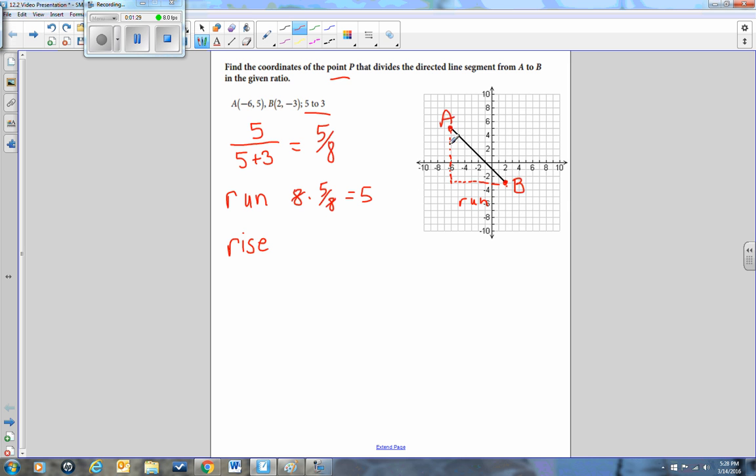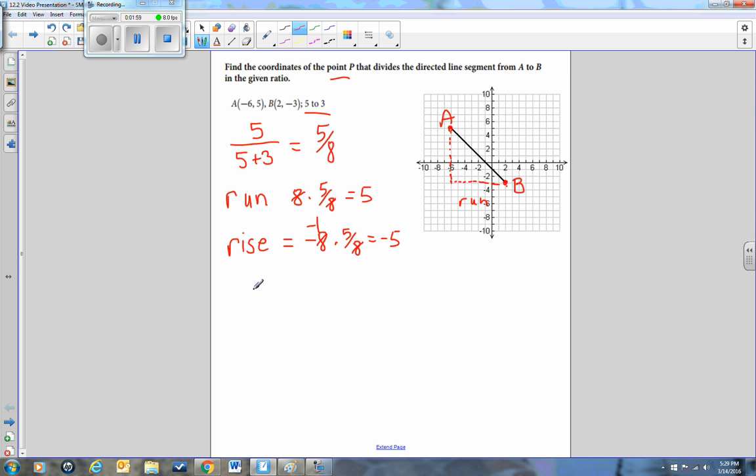The rise, how far do you rise? This is a movement down and over to the right, so if it's going down, we have to write our answer for the rise as negative. Right here it's at 5, and we're dropping down to -3. That's a movement of 8 spaces, and we want to go 5/8 that distance. These will cancel, we get a -1 here, and -1 times 5 is -5.